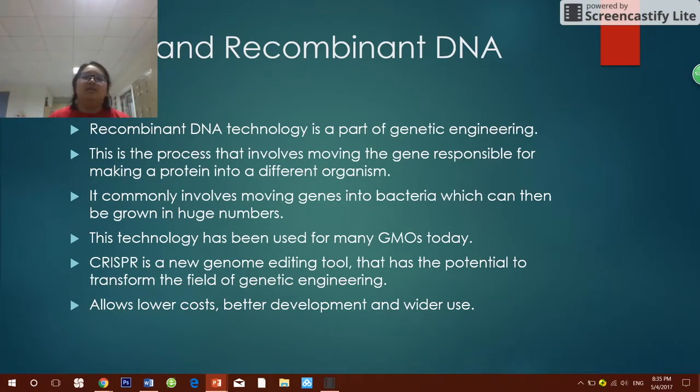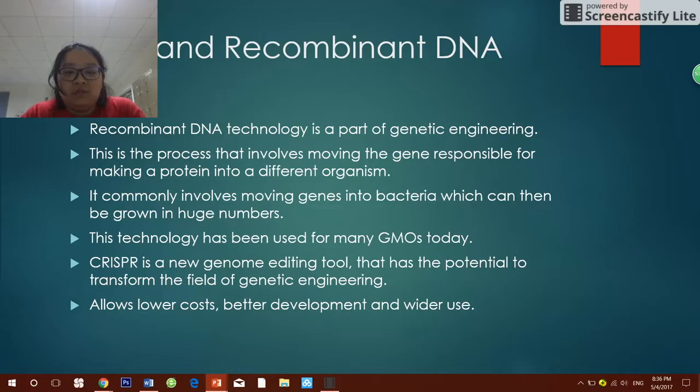CRISPR and recombinant DNA. Recombinant DNA technology is part of genetic engineering, and this is the process that involves moving the gene responsible for making the protein into a different organism. It commonly involves moving genes into bacteria, which can be grown in huge numbers. This technology is being used in many GMOs today.